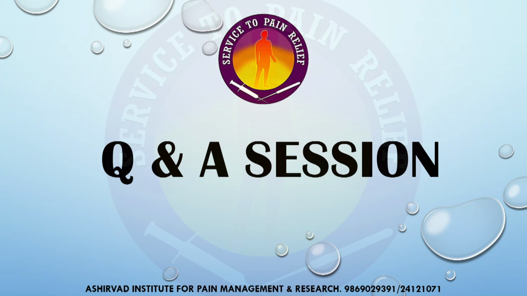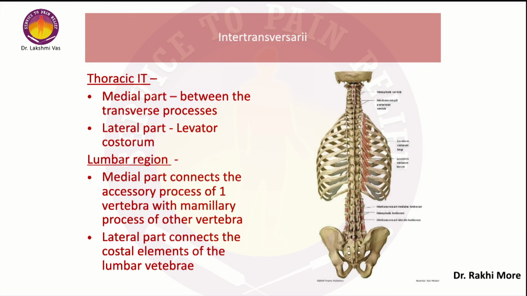Here in the lumbar region, the lateral part connects to the costal elements of the lumbar vertebra, because the costal elements are absorbed in the vertebra itself in the cervical region and the lumbar region. While in the thoracic region, it transforms to form the rib. So that is why the muscles which are in the thoracic region form the levator costarum, while they only form the part of the intertransversi in the cervical and the lumbar region.